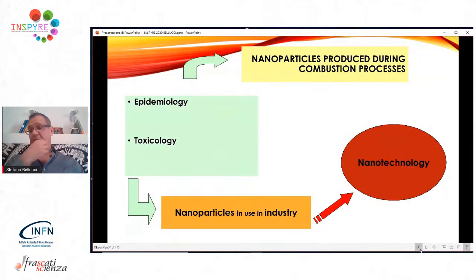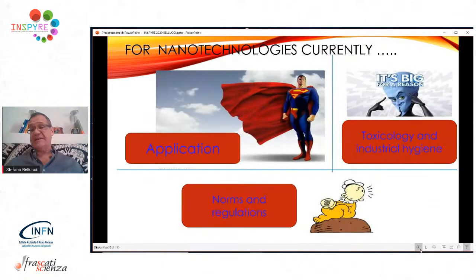In particular, you see here nanoparticles produced accidentally during the combustion process, and that can be studied both epidemiologically as well as toxicologically. We have nanoparticles that are used intentionally in industry, for instance, as industrial additives, and that gives a nanotechnological machinery. In all these cases, we are driven by the application because, of course, we aim at very high performance.